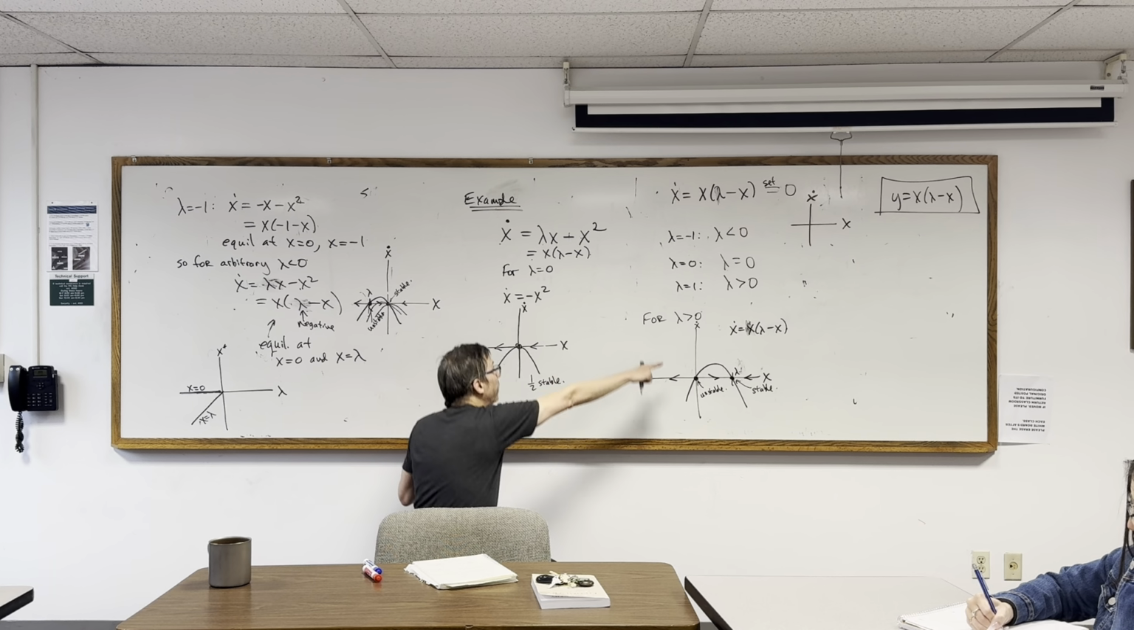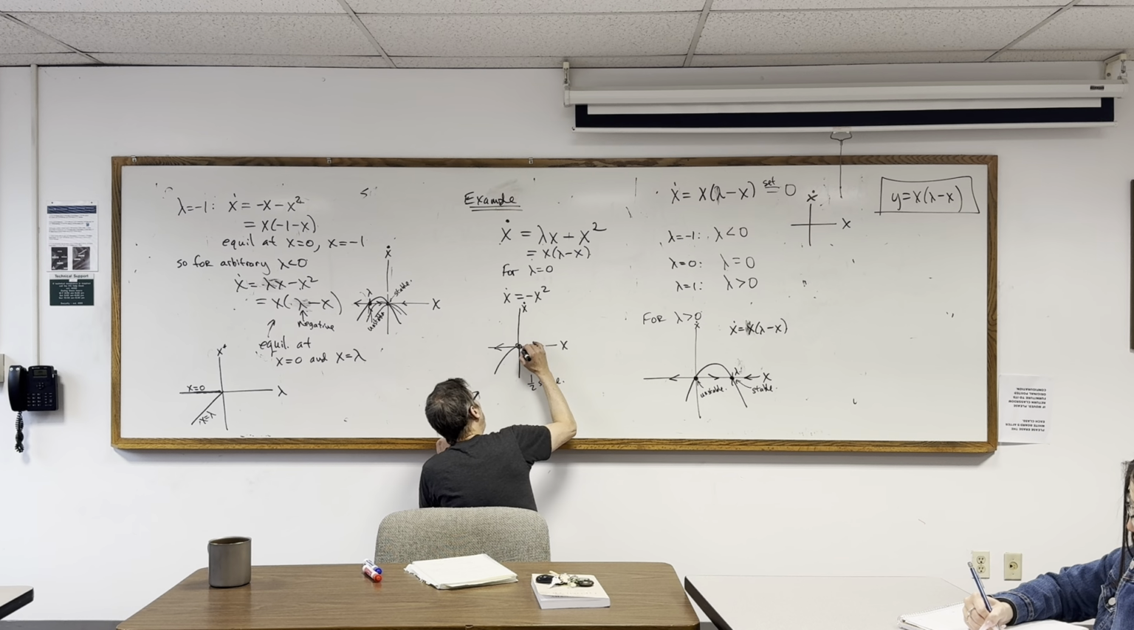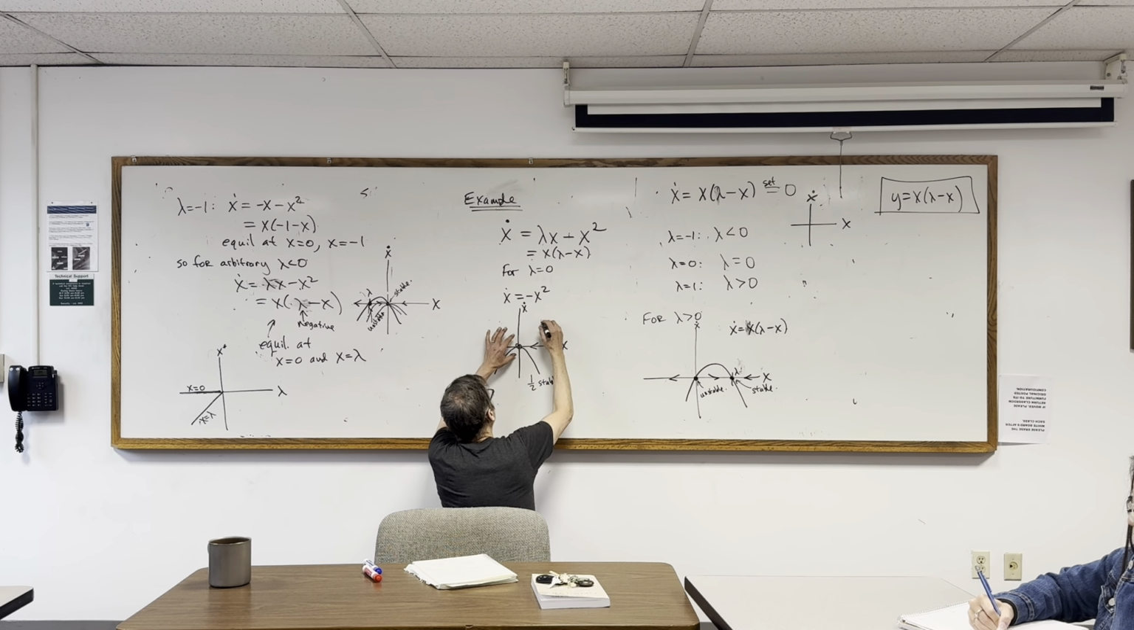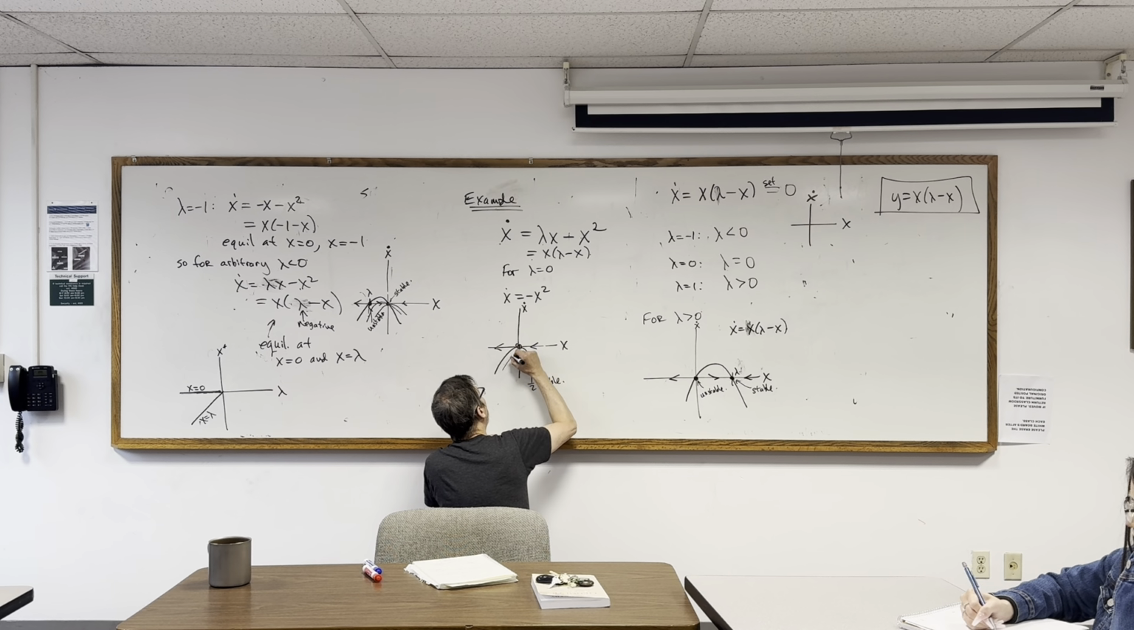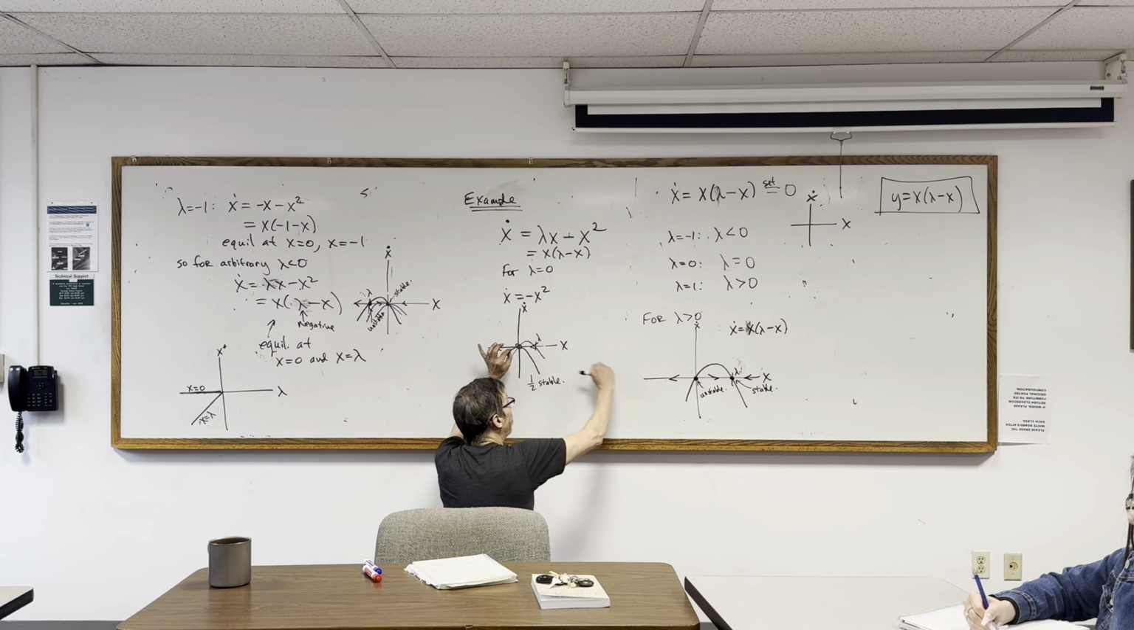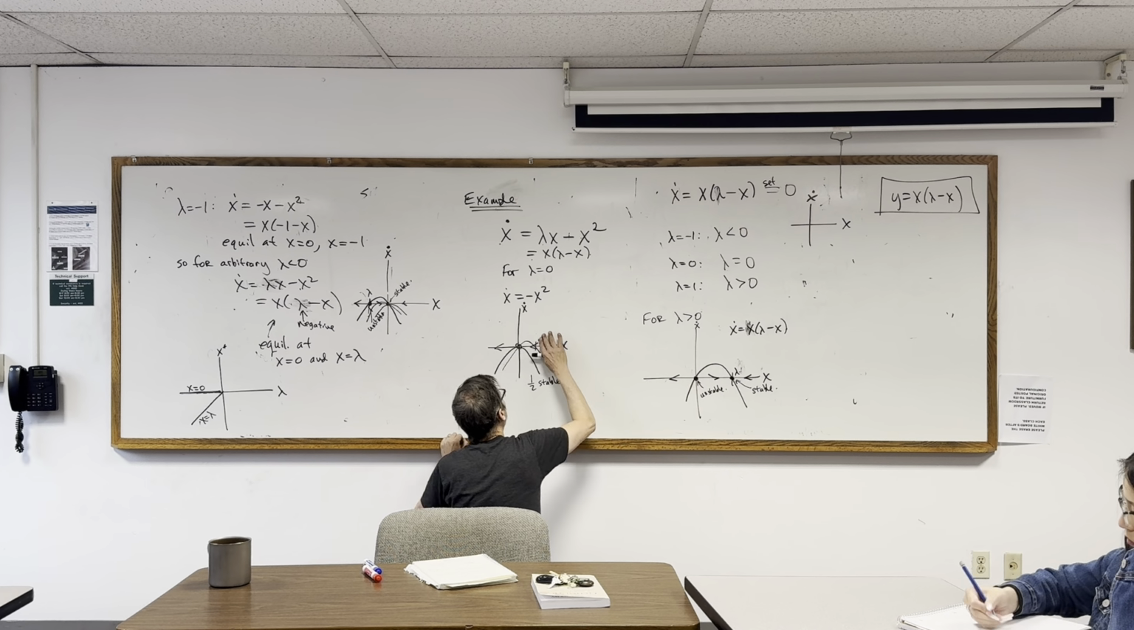As lambda becomes positive, this is actually a double 0 right here. So when x equals 0, that's a 0 of multiplicity 2. Both zeros are crammed into the same place. But as lambda becomes positive, that second 0 starts to move away, and we see that picture over there.